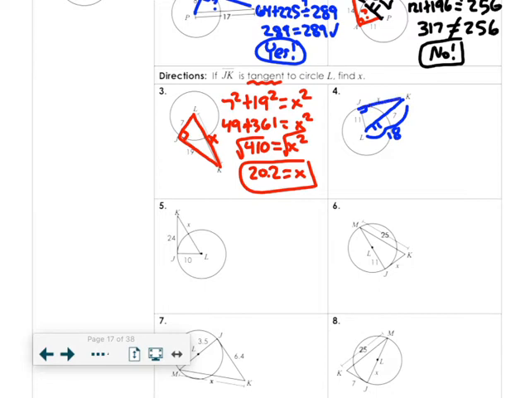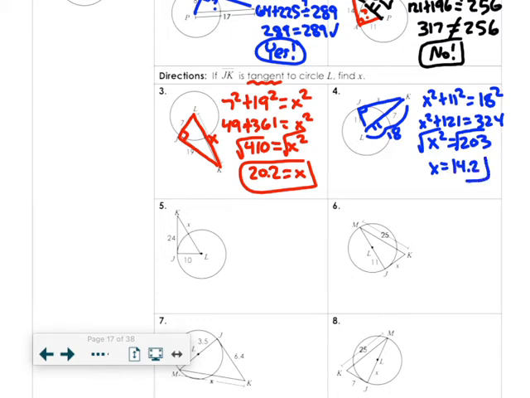So that's the hypotenuse. My legs are x and 11. So x squared plus 11 squared equals 18 squared. And we're just going to solve that. So we have x squared plus 121 equal to 324. We're going to subtract 121 from both sides. x squared is now equal to 203. We're taking the square root of that. The square root of 203 looks like 14.2.